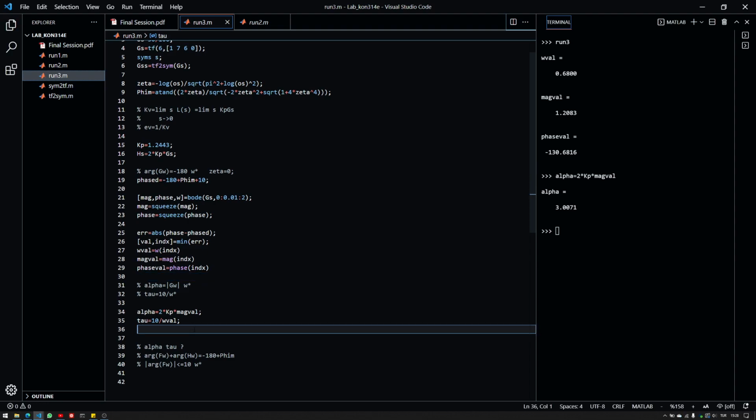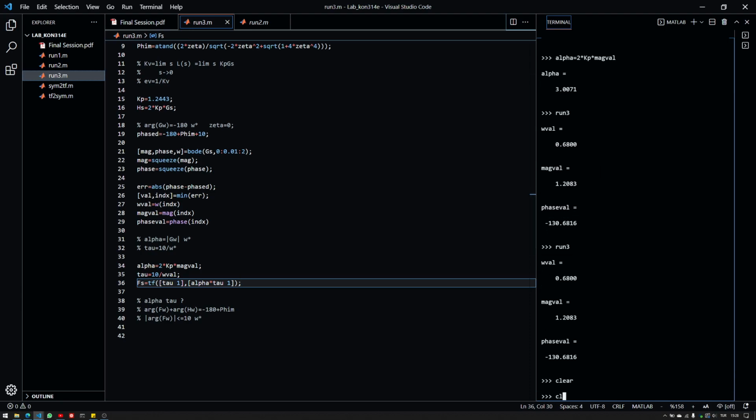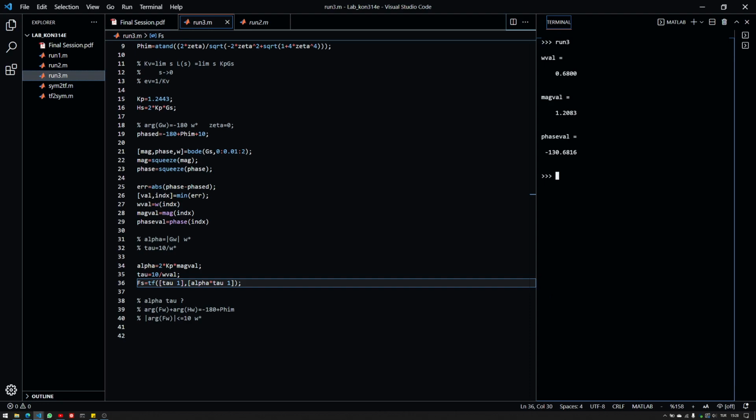Now, at this point, I'm ready to define my controller, and the controller should be the following. Tau times s plus 1, and then alpha times tau times s plus 1. Now, let's basically run the script one more time. And Fs looks like this. So alpha seems to be 3 something, and tau seems to be 14.71.